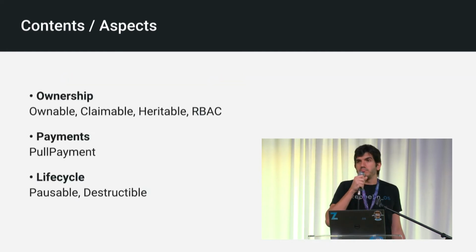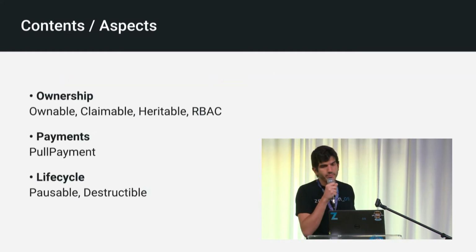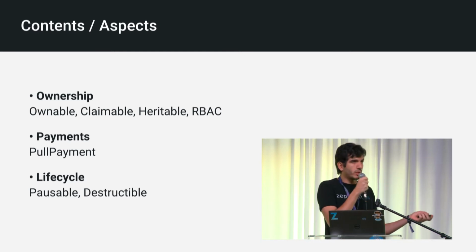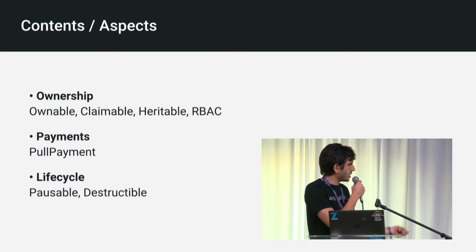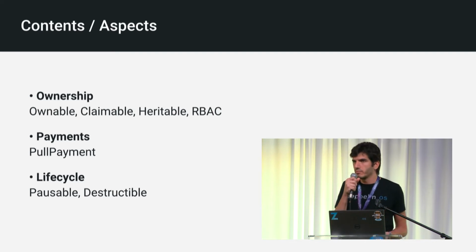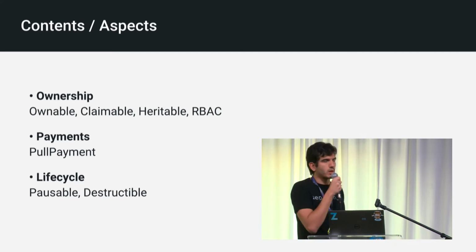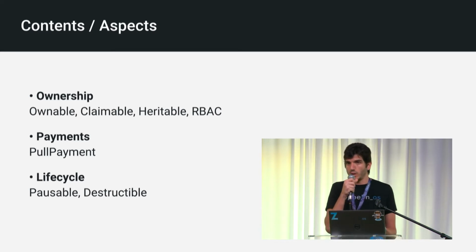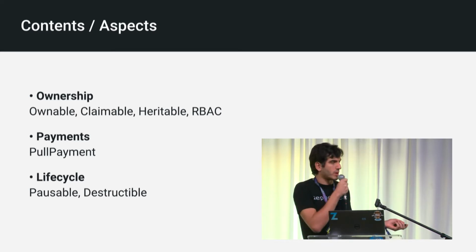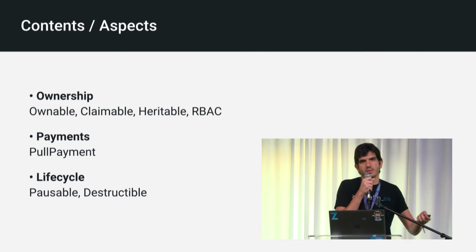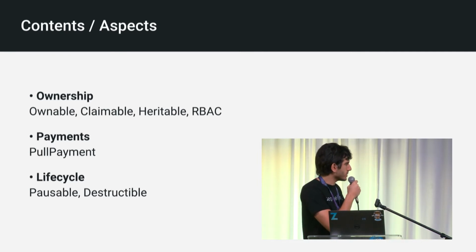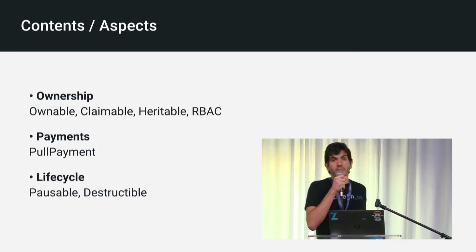We provide many different aspects in the library. Regarding ownership, we have the ownable we just reviewed, claimable and heritable, which are basically a few modifications on the ownable concept, all the way up to role-based access control, in which you can define different roles and different accesses for them on your smart contract. We also have a pool payments implementation.